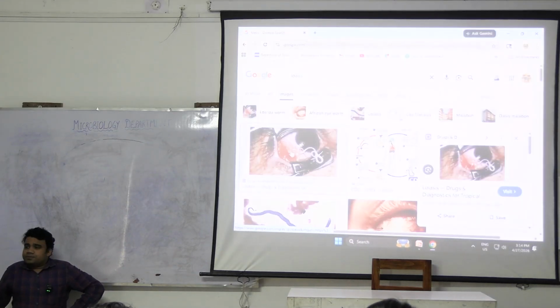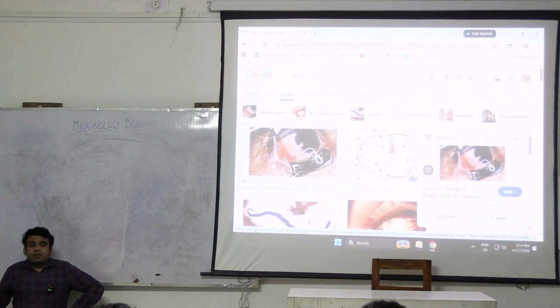You can see this picture. So what happens is basically the microfilaria roams in the subcutaneous tissue, sometimes comes from the subcutaneous tissue to the conjunctiva, and we can see the microfilaria over here. This is called loasis.